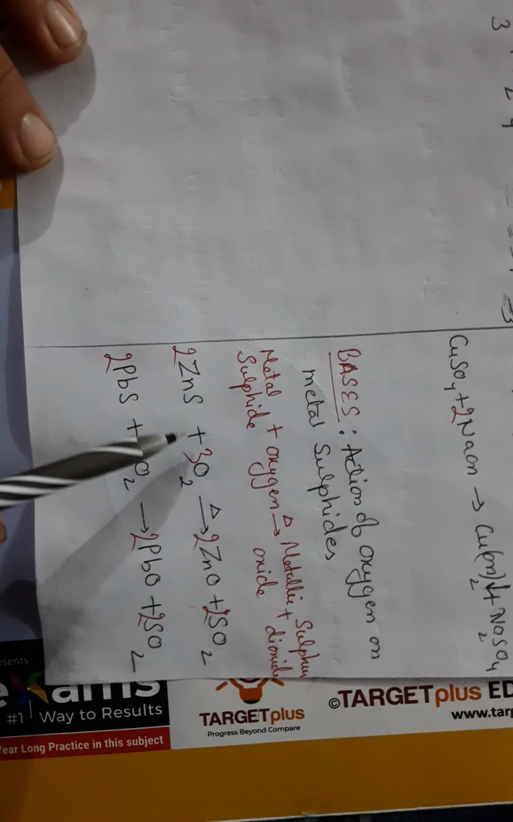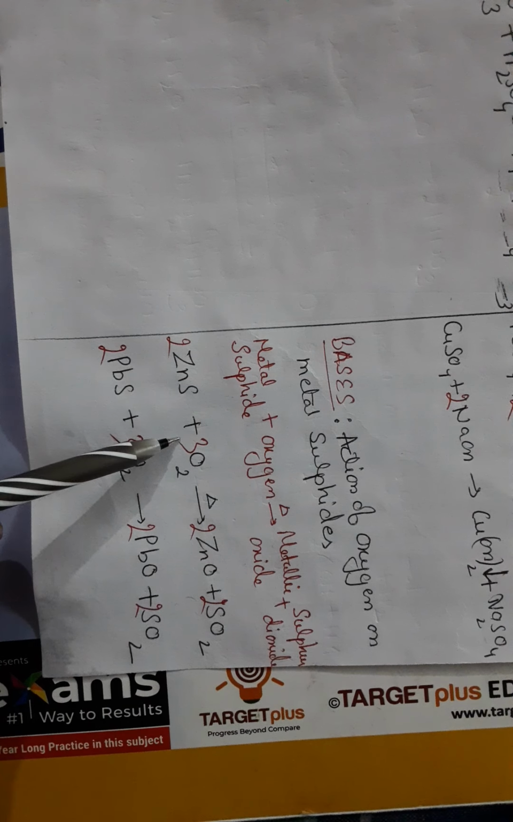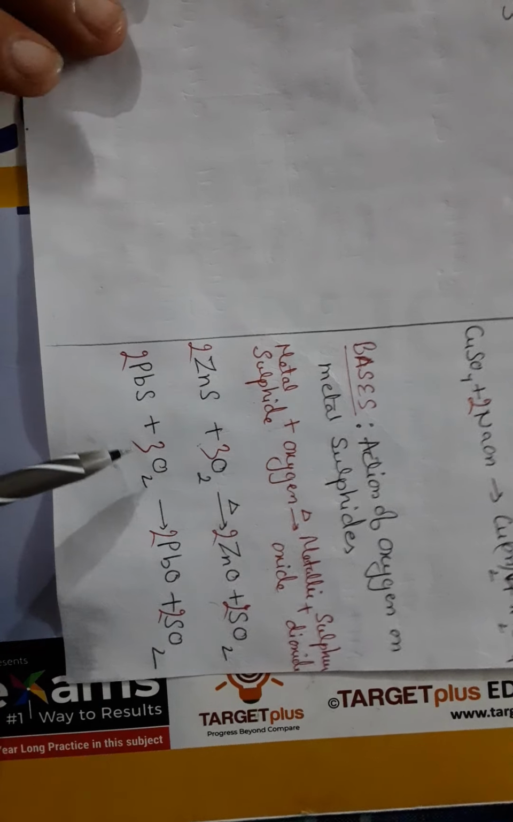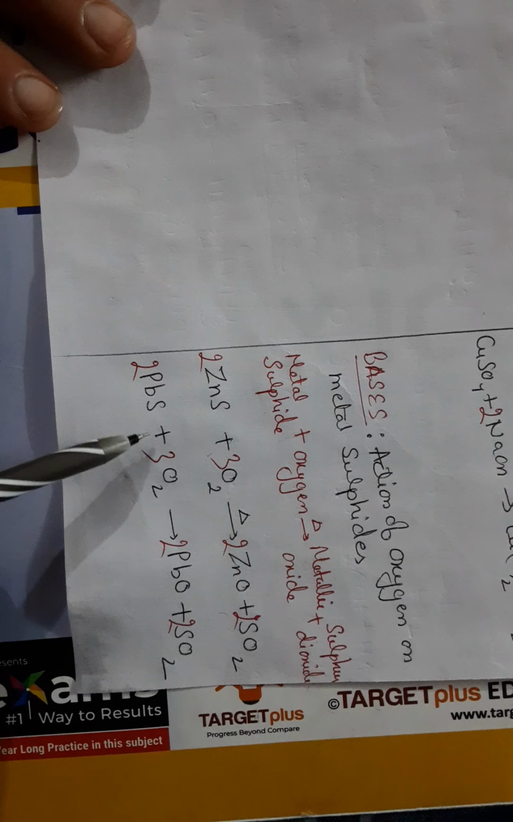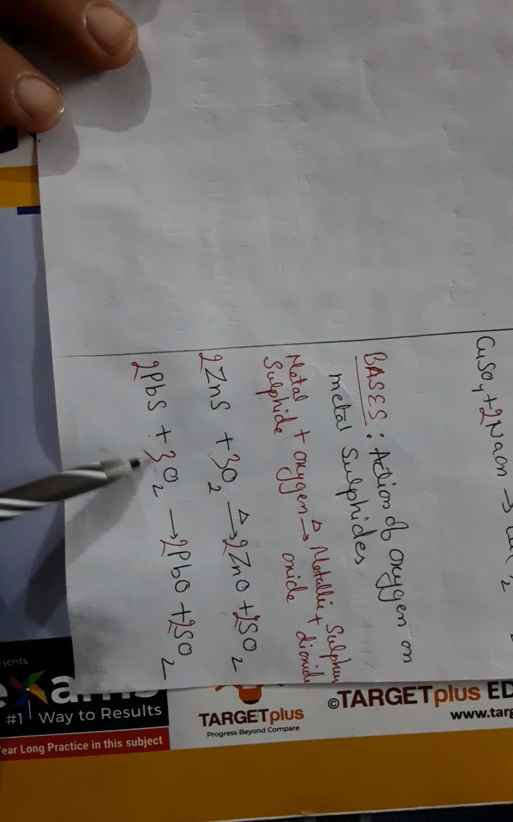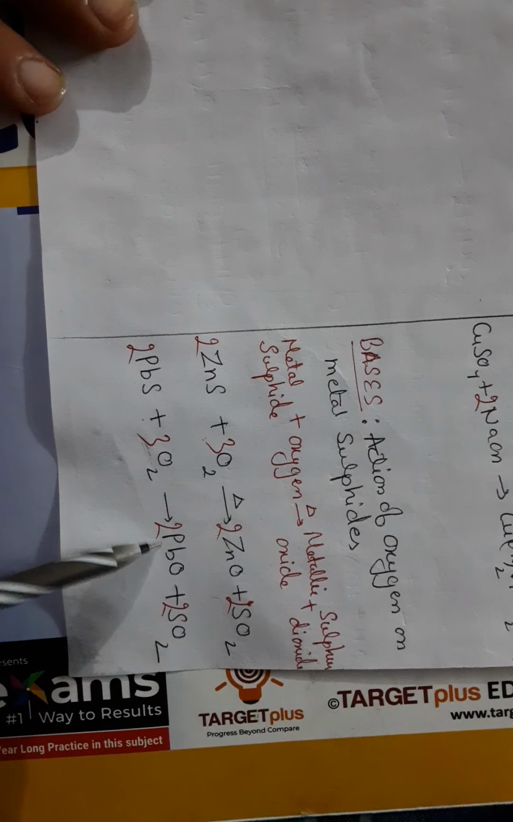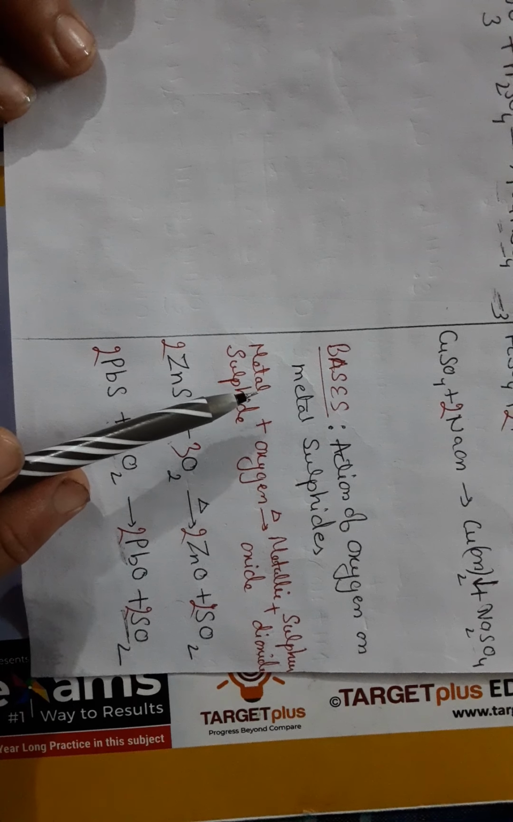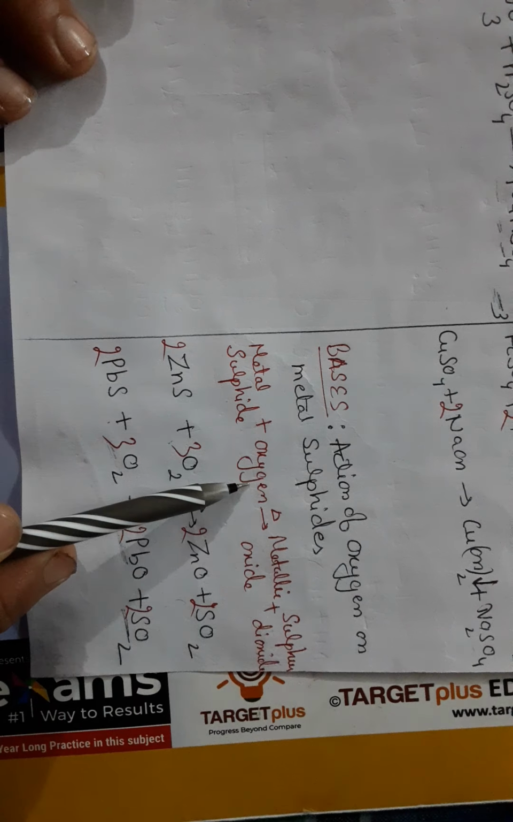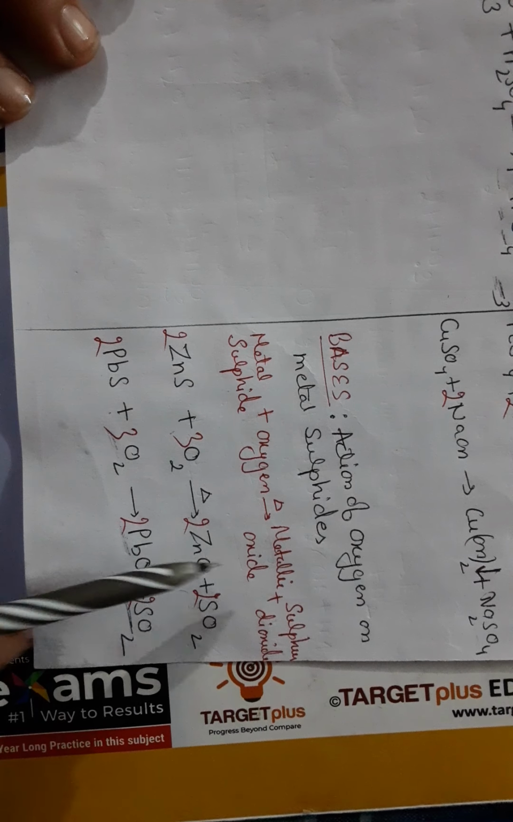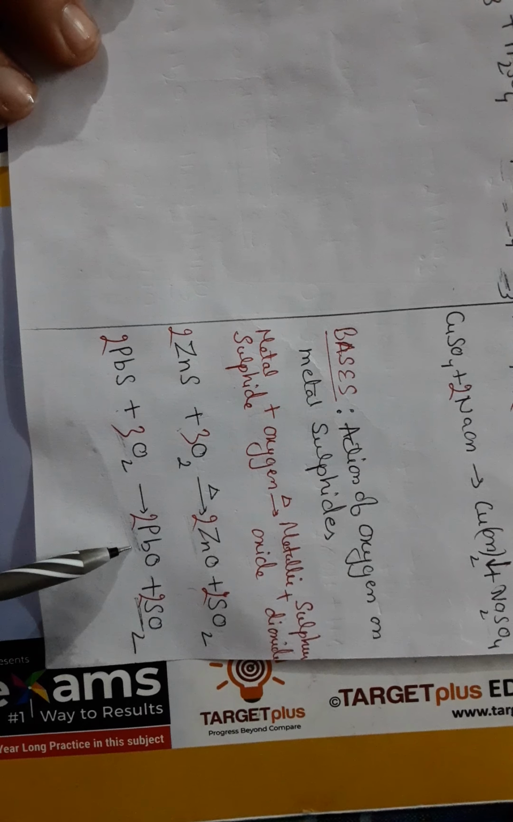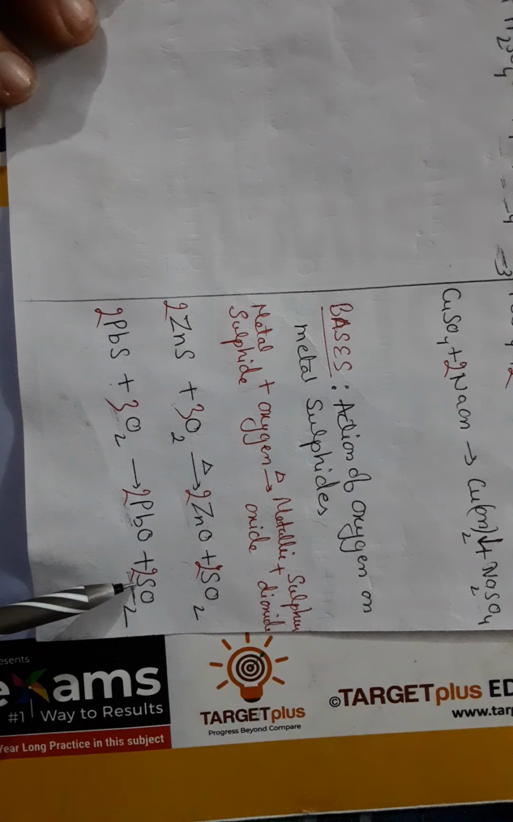Zinc sulfide, when heated with oxygen, gives zinc oxide plus sulfur dioxide. Lead sulfide, when heated with oxygen, gives lead oxide and sulfur dioxide. So, when the metal sulfide is reacted with oxygen, it gives metal oxide. And here the metal oxides are zinc oxide and lead oxide. In addition to it, sulfur dioxide is released.